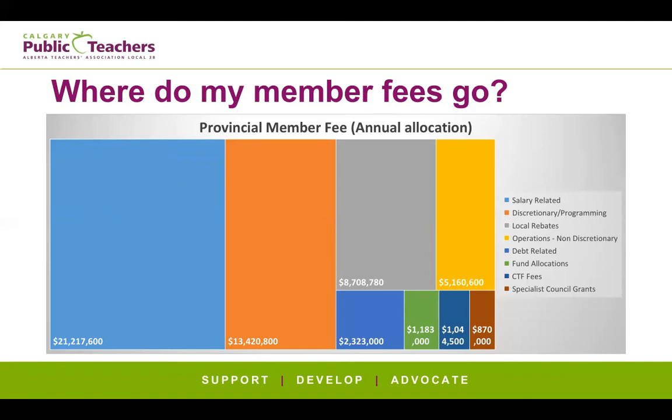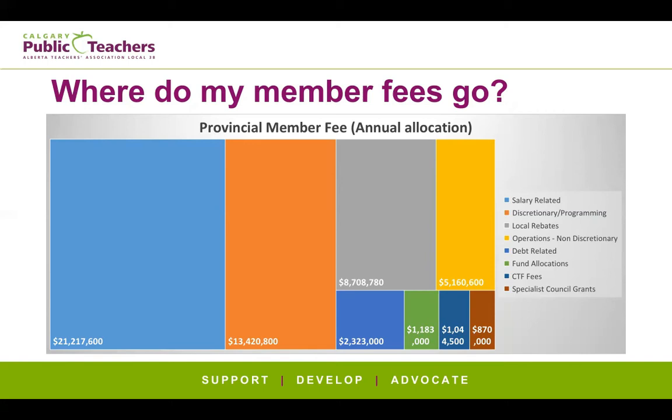But in terms of salary-related expenses, provincial fees are distributed. There's approximately $21 million in change that's associated with salary expenses from the provincial association. So these are your provincial executive staff officers. These are all of the clerical and support staff that are employed by the provincial association to serve its members. The next largest program area for spending is the discretionary programming for members. This is about $13.4 million.